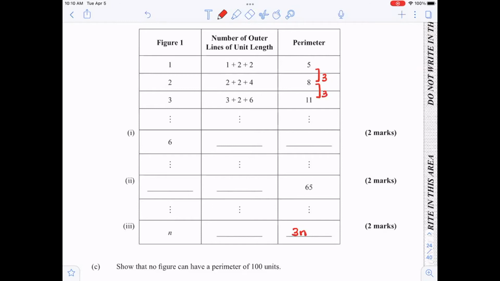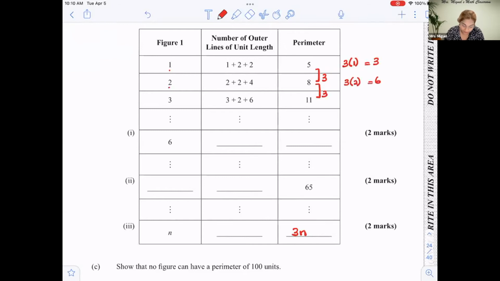Yes, miss. Right. So let me use the number 1. 3 multiplied by 1 will give me 3. The second figure is 2. 3 multiplied by 2 is 6. However, the value in my table is 5 and 8. So it means my formula must increase. I have 3 and I want to get 5. Do I add or do I subtract? Miss, you add 2. All right, so I add 2. This will give me 5 and this will give me 8. My formula is 3n plus 2. I do hope that you all were able to get that. So if I use the formula here now, 3 by 6 plus 2, I will get 20.